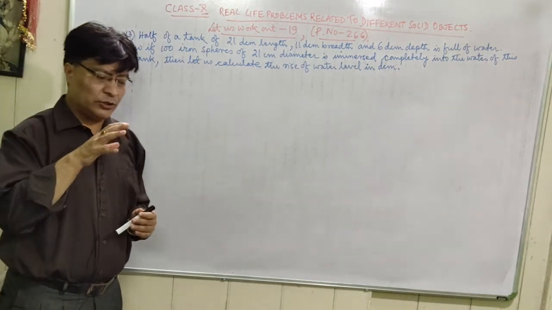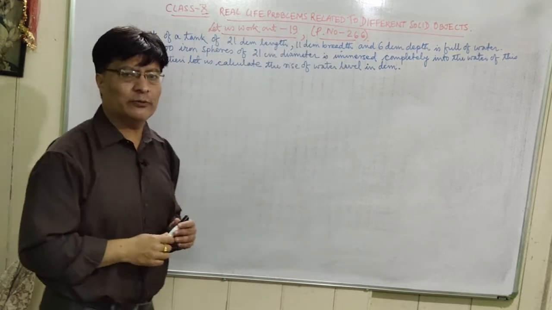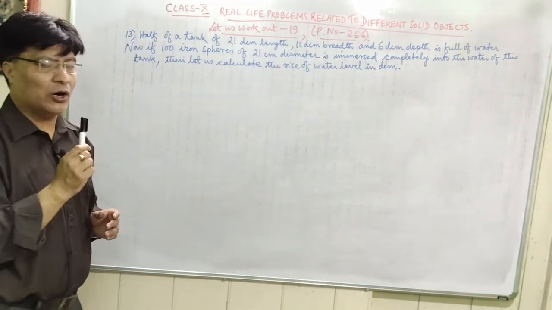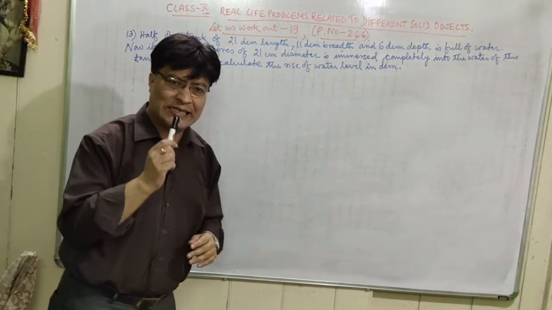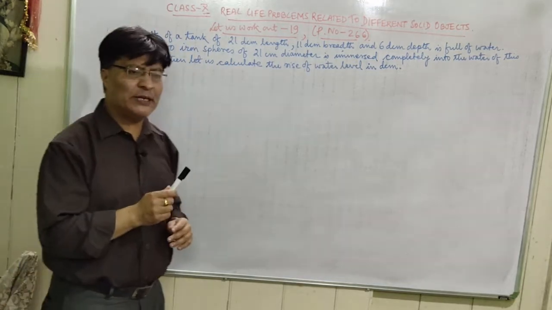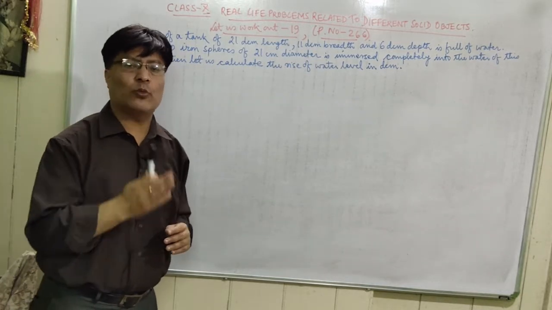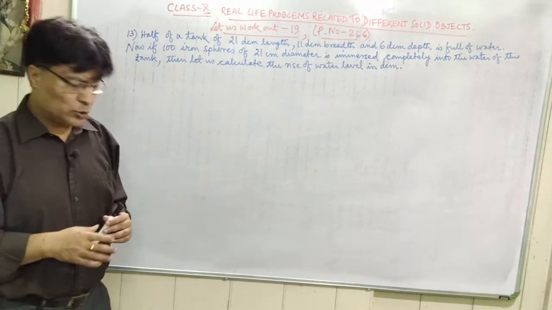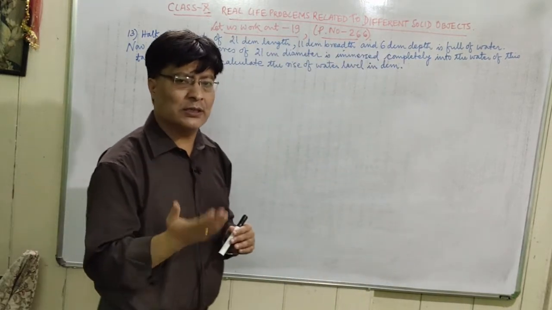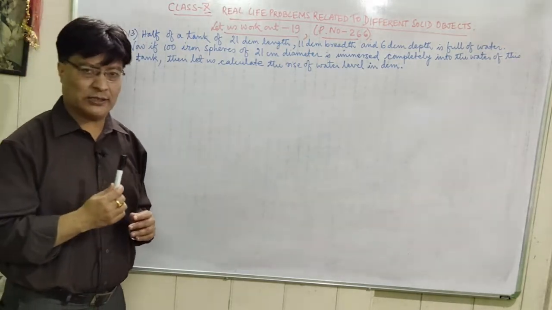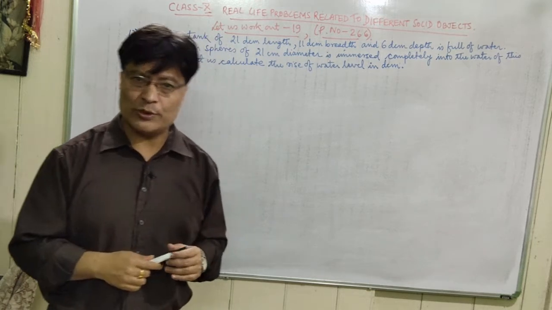Okay. The tank, it is half filled with water. Now into it we put 100 spheres, 100 spheres of 21 centimeter diameter each. They are immersed completely into the water of this tank. Now we have to calculate the height of the water level raised. So if the 100 spheres are immersed completely into that water, the height of the water level will be raised. So you have to find out the height of the water level that is raised. Is the question clear now?